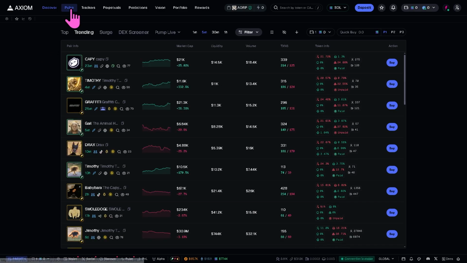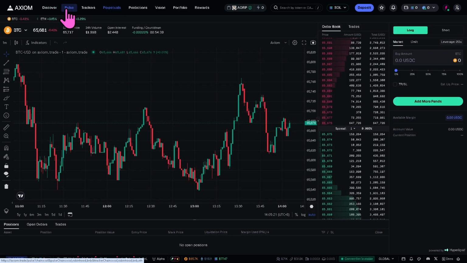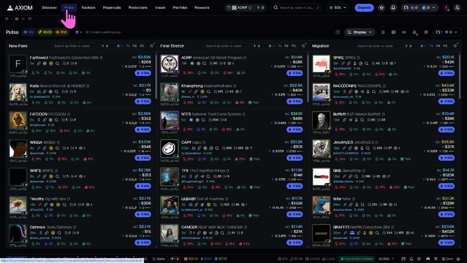So on Axiom, there are two ways that you can do this depending on the market you are trading. Number one is going to be the pools and perpetuals. So let's go through both methods and let's begin with the pools.